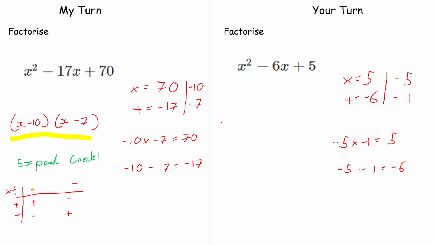Right, so your two brackets are going to be x and then x, and your numbers are -5 and -1. So -5 and -1, and they can go in either order. Good. And again, you can check by expanding your brackets, but that is it.